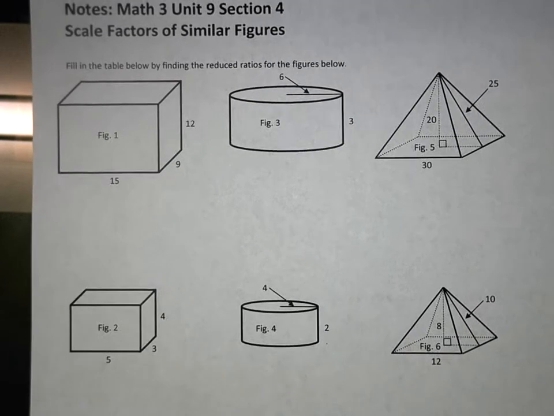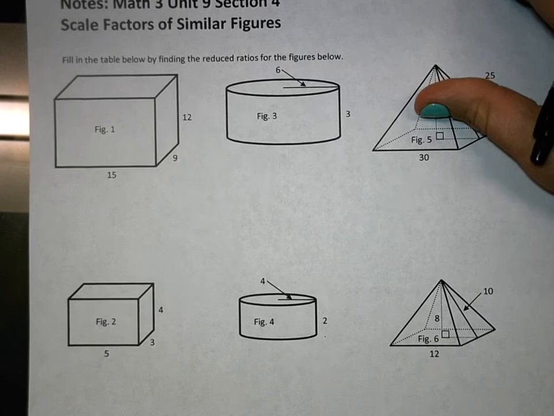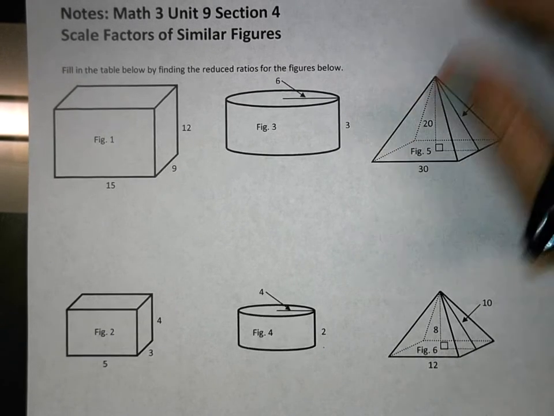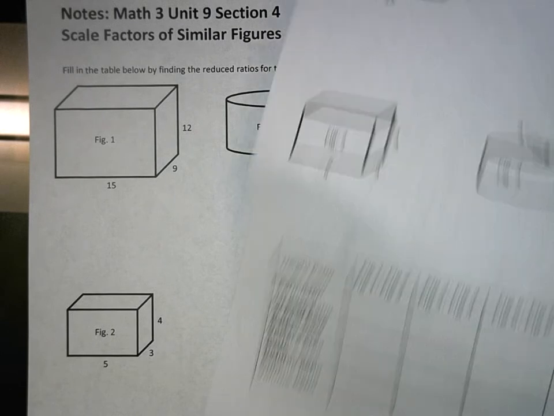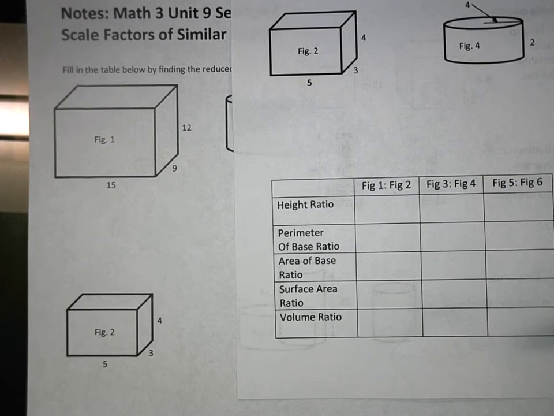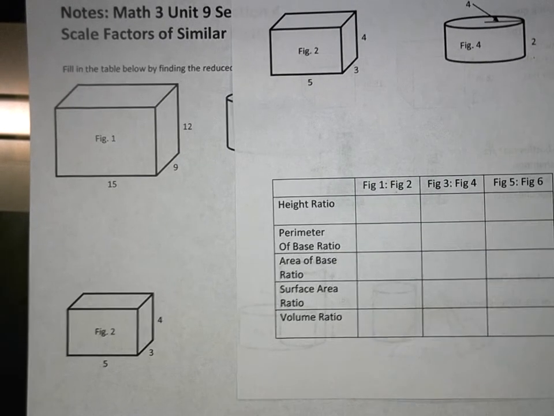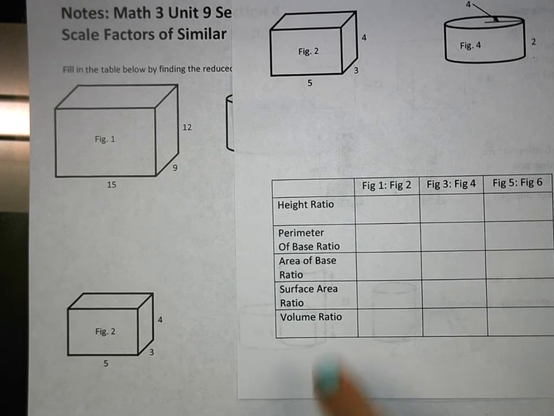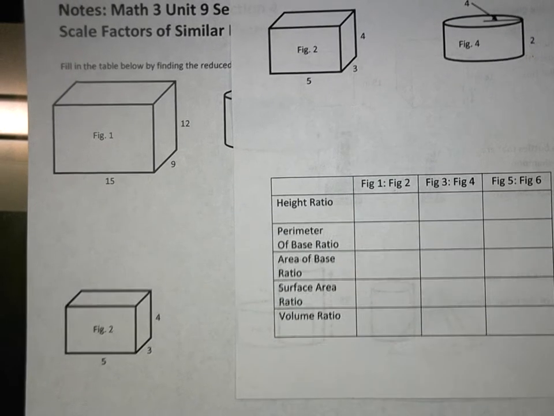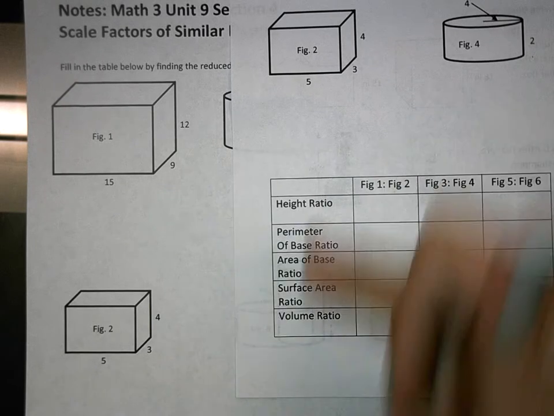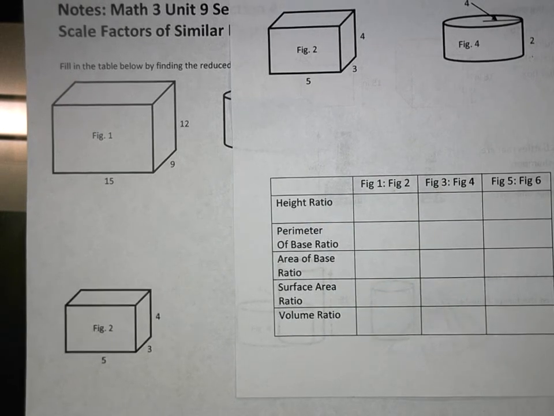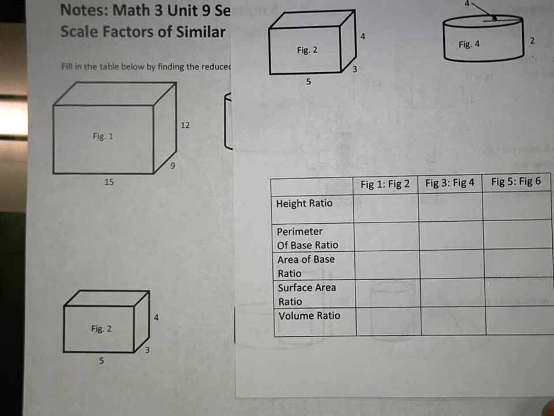So back to notes here. We have these similar figures, and if you go to the chart at the bottom, I think I'm going to have to do these notes on 2 pages. Hold on a second here. So your chart there at the bottom is asking you to compare figure 1 to figure 2. Okay? So if you look here, it says height, perimeter, area, surface area, and volume. So there's a lot of work that we're going to end up doing for all of these figures because we have to find all of those things. So be thankful that you're not doing them on your own in your homework.